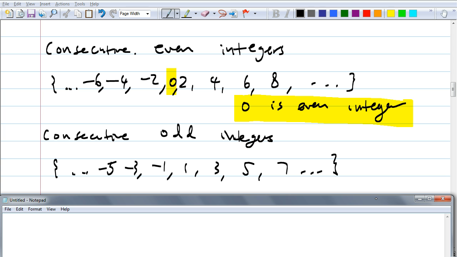So it's kind of interesting. Whenever we talk about even and odd integers, people only think about positive numbers. They don't have to be positive. They could be negative and be even or odd. Okay?